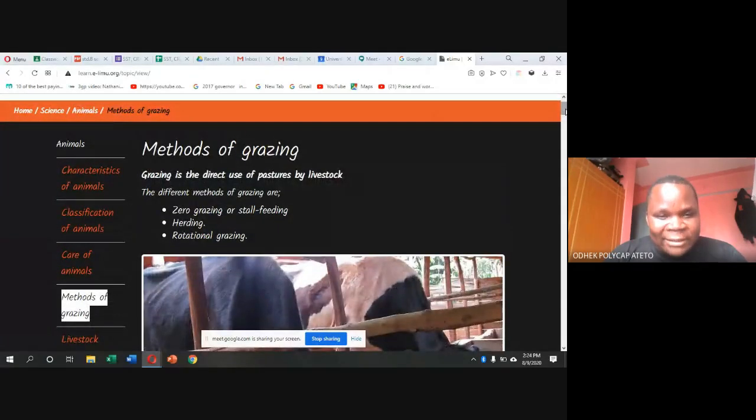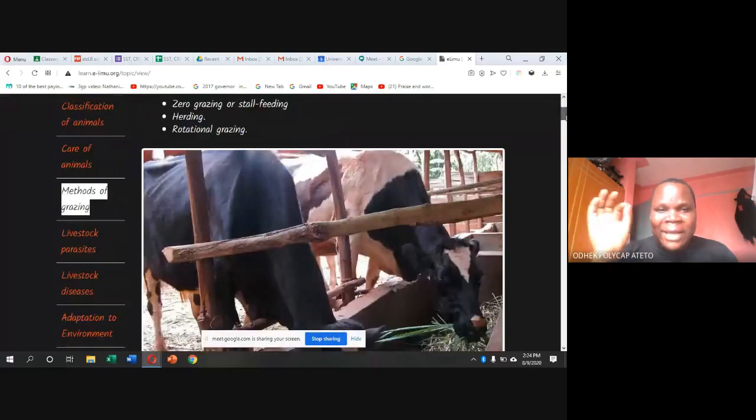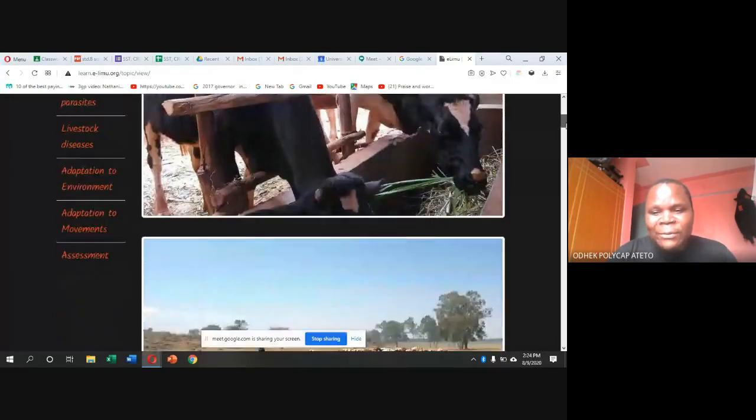We have zero grazing. Sometimes we call it stall feeding. We have herding, and we also have rotational grazing. So those are the methods that we call methods of grazing. Now this is what we call stall feeding. Why is it being called stall feeding? Because we have built a structure for the animals where they are staying, and that's the place where they are eating.